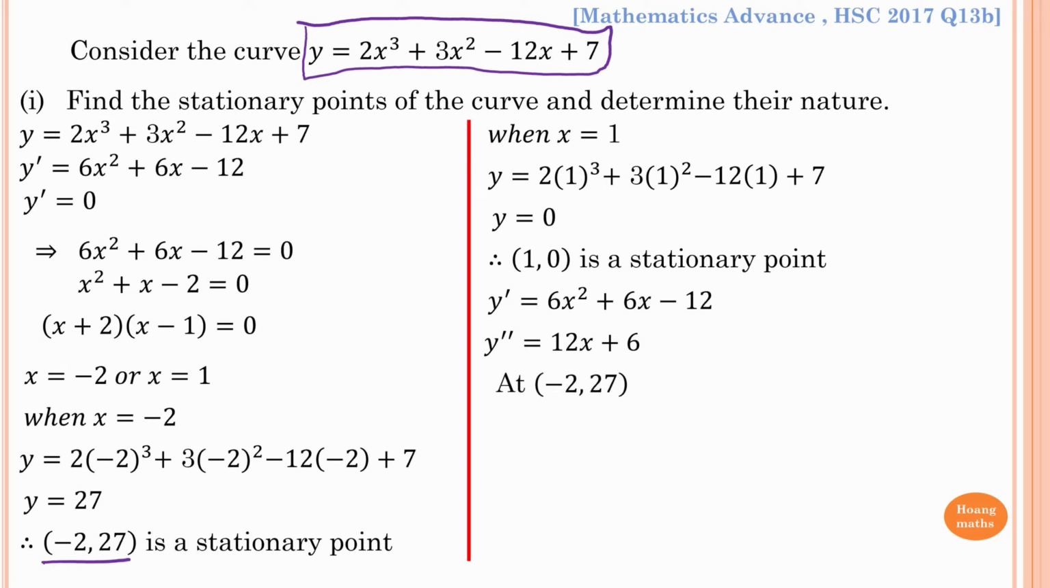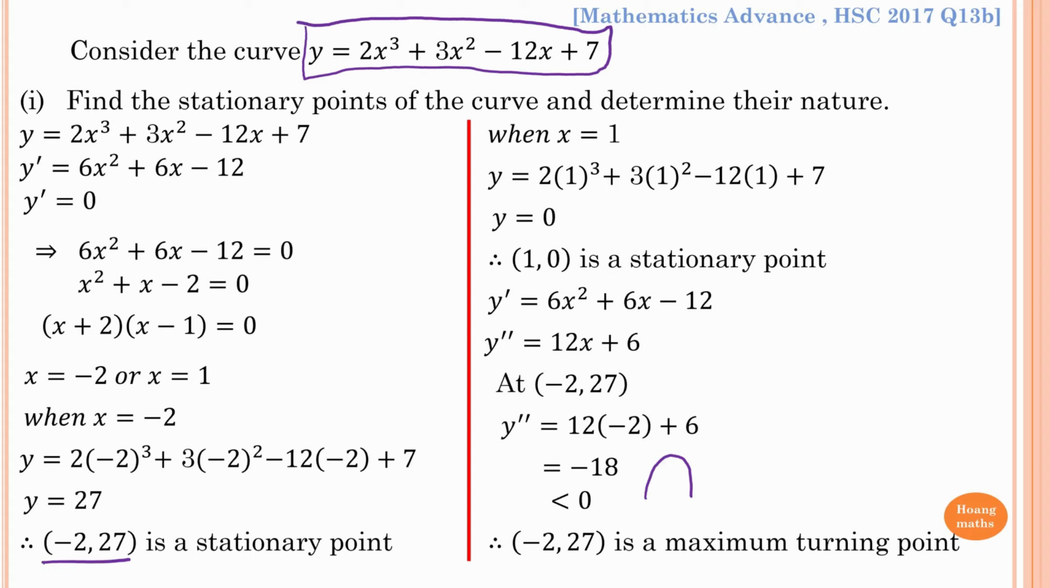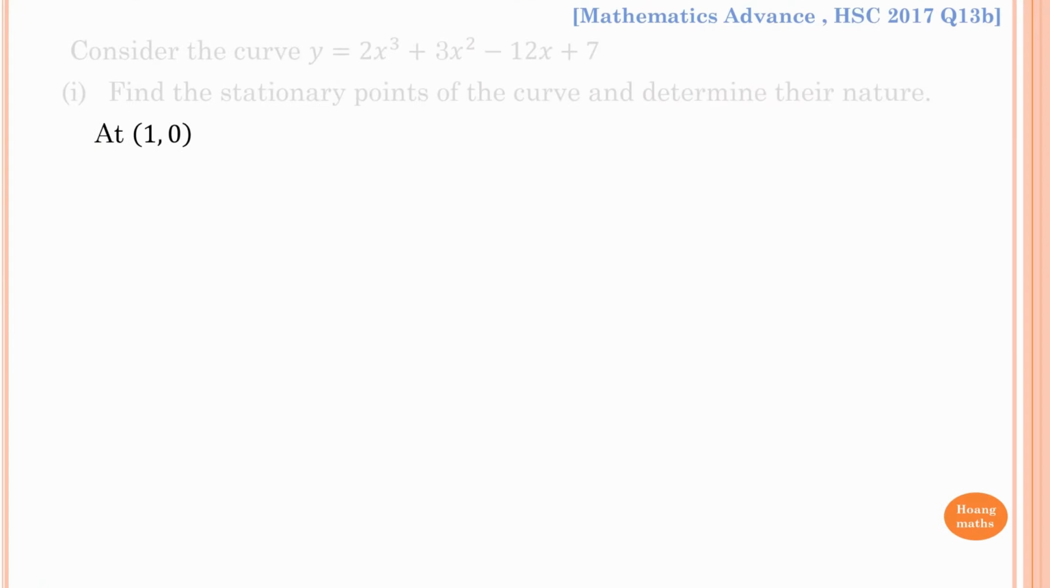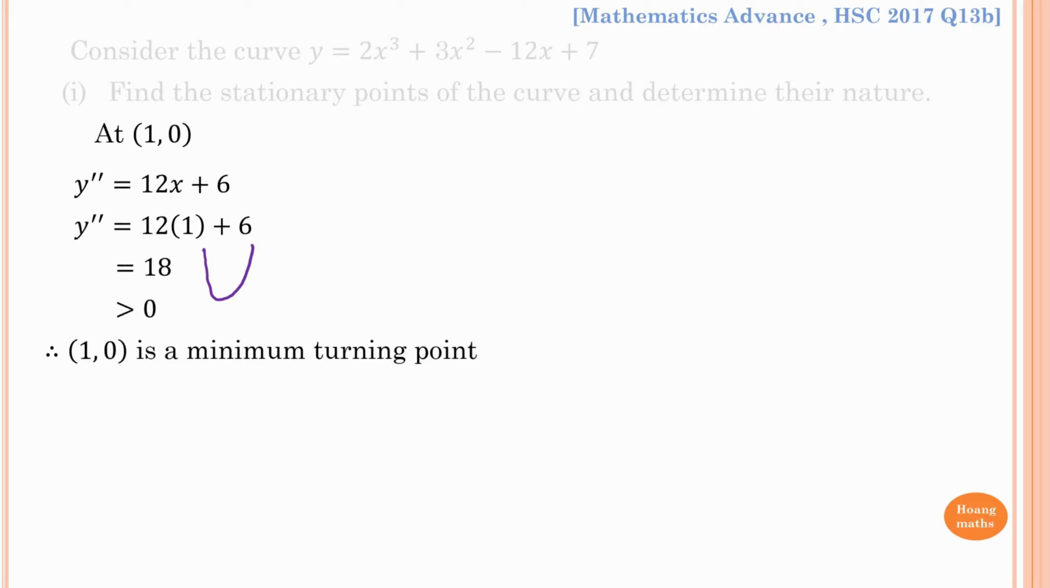Now at (minus 2, 27), to find out whether it is a maximum or not, we put minus 2 into the second derivative, which is 12 times minus 2 plus 6, giving negative 18, which is less than 0. Because y double dash is less than 0, the graph is upside down, so it is a maximum turning point. At the point (1, 0), we substitute into the second derivative, which equals 18. That is greater than 0, so the graph is concave upward. Therefore it is a minimum turning point.